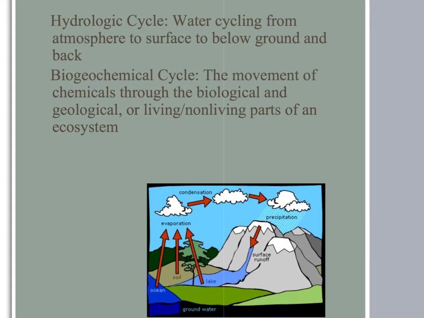So the first cycle is called hydrologic. Hydro means water. I hope you already knew that. So the hydrologic cycle is the water cycle. The biogeochemical cycle is going to be geological parts. That's rock.